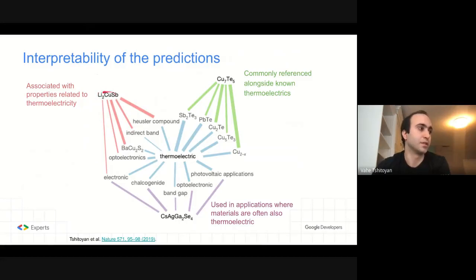We see that this material, lithium copper antimonide, has some properties that are usually related to thermoelectricity. Or this other material is mentioned with a lot of other known thermoelectrics, so the model thinks that this could also be a good thermoelectric. Or this other material is used in applications where materials that are used for these applications are also often good thermoelectric. So it's making these connections in various different ways that we as humans would also make. It's doing it in a very automated way.